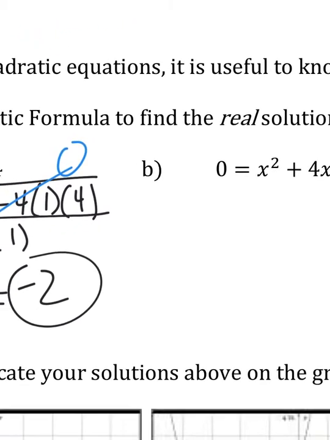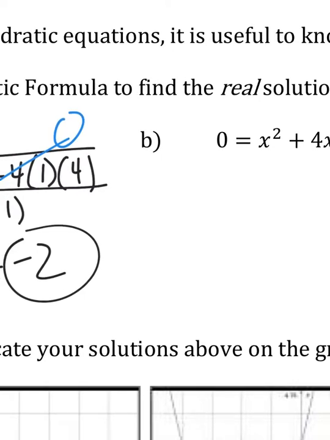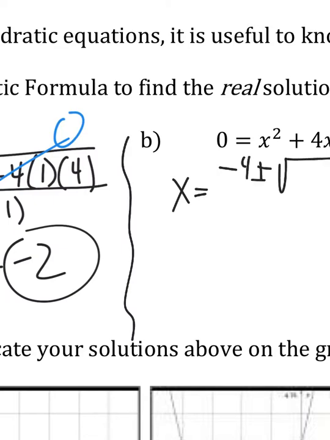Well, how about the next one? It looks pretty similar, but now we've got a plus 3 there. And let's see. x equals negative 4 plus or minus square root of 4 squared minus 4 times 1 times 3.